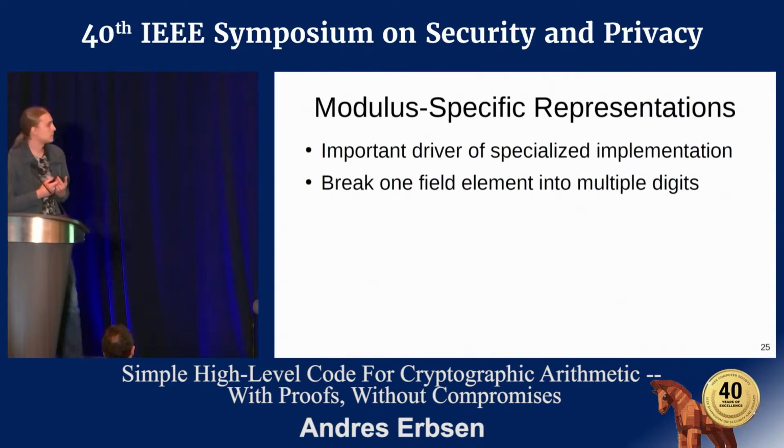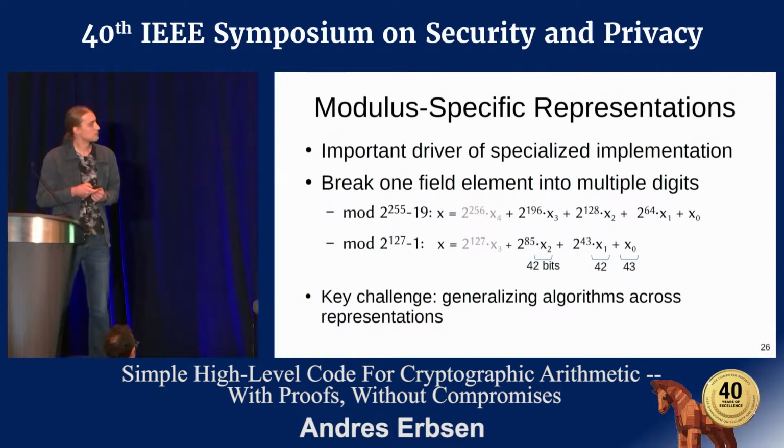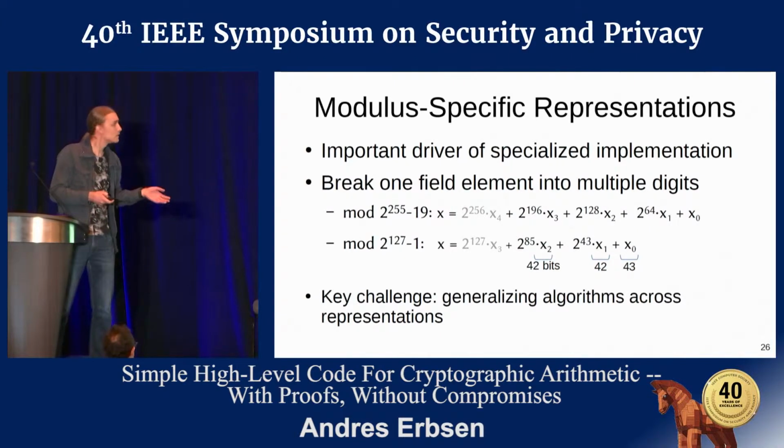The key difference that makes specialized implementations fast is that the implementer gets to match the representation of field elements to the modulus in question. For example, with 64-bit integers, we might represent the 256-bit field element using 4 digits. And this way, the weight of the 5th digit, hypothetically, would line up with the modulus. 2 to the 256 is quite close to 2 to the 255. So this enables speeding up modular reduction.